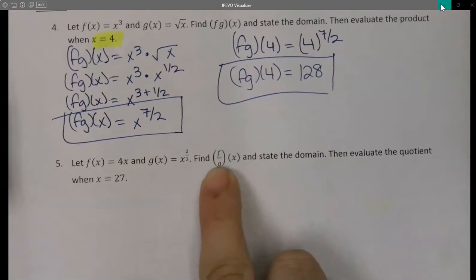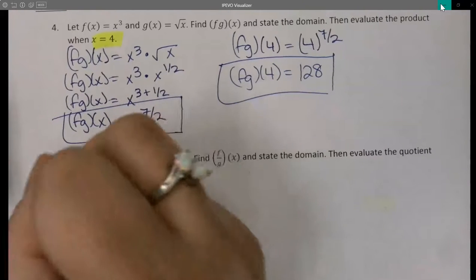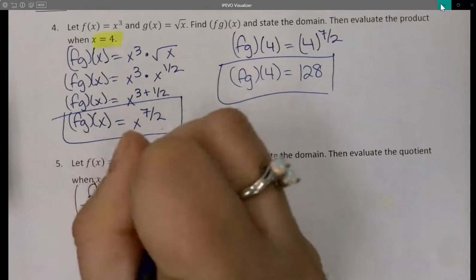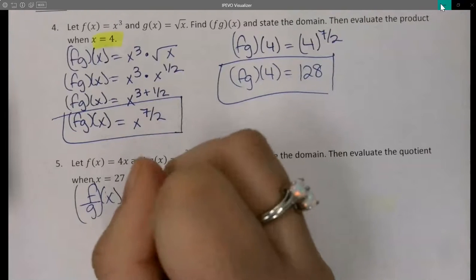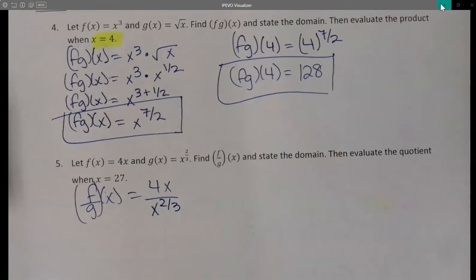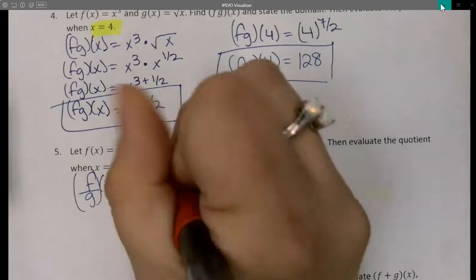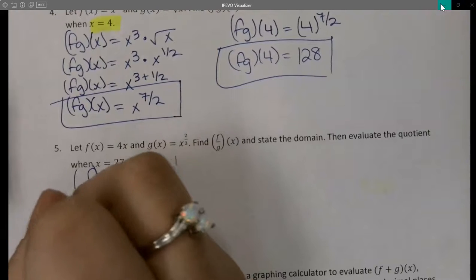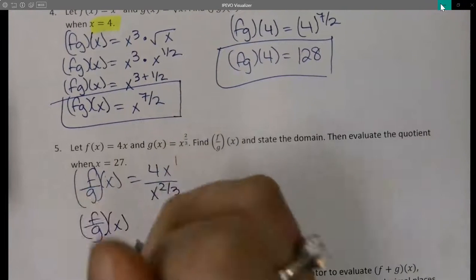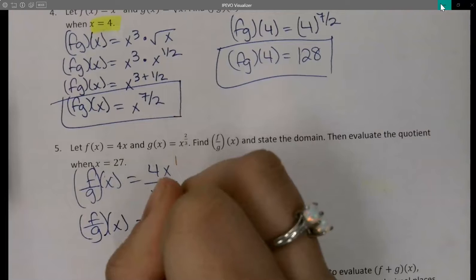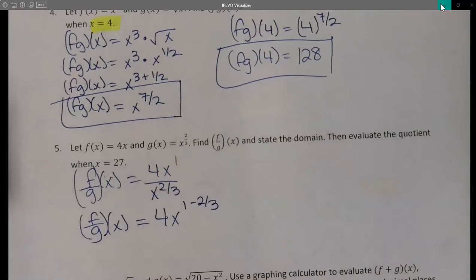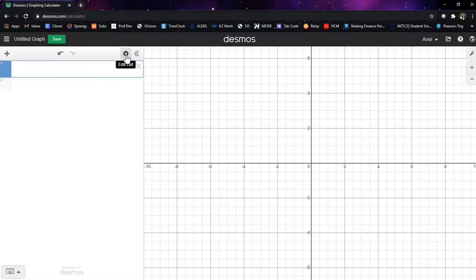Number 5 is division. So I want to divide the 2 functions. F of x goes on top, g of x goes on the bottom. Then I want to subtract my exponents. I remember I have a secret 1 here. So I have f divided by g of x, and then it's going to be 4x to the 1 minus 2/3, because I subtract with fractions. And then I want to go back to Desmos and do 1 minus 2/3. Which, if I turn this back to a fraction, is just 1/3.